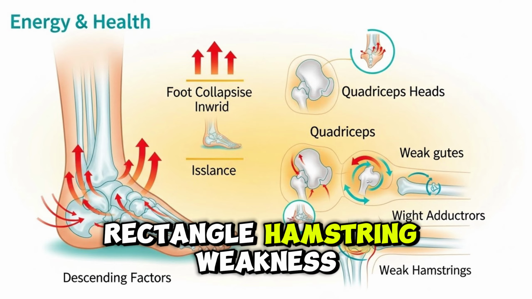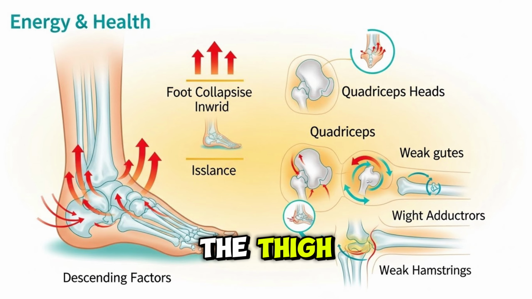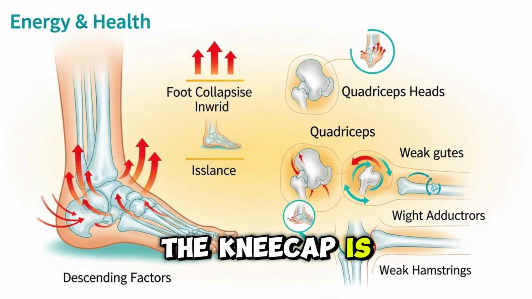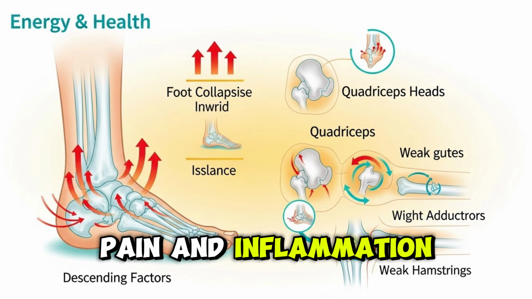Fourth, hamstring weakness. If the hamstrings don't support the backside of the thigh, the quadriceps overworks. The kneecap is pressed too firmly against the femur. Pain and inflammation increase.